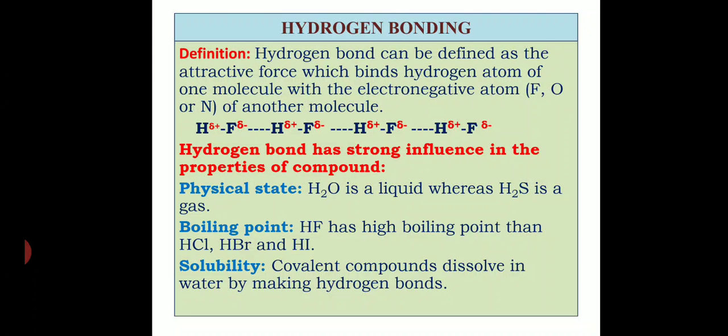Hydrogen bonding has a strong influence on the properties of compounds, such as physical state. H2O is a liquid whereas H2S is a gas because of hydrogen bonding. Boiling point: hydrogen fluoride has a higher boiling point than hydrogen chloride, hydrogen bromide and hydrogen iodide because of the existence of hydrogen bonding in hydrogen fluoride. Next, solubility. Covalent compounds such as alcohol, sugar, sucrose, and glucose dissolve in water by making hydrogen bonds.